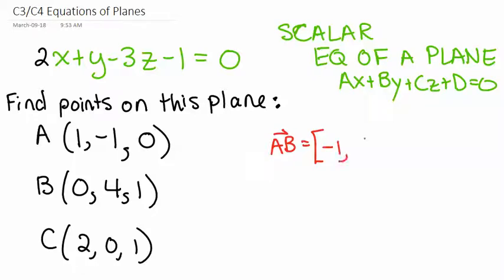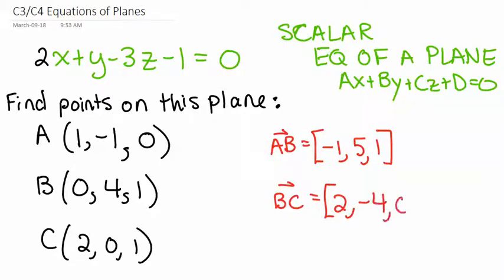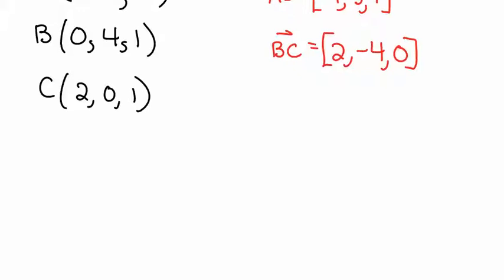So that'd be (-1, 5, 1). And then if we wanted to find another vector, we could do BC or BA. There's a bunch of possibilities. Those would be my 2 vectors on my plane. So now I've found 3 points on my plane and 2 vectors on my plane, so now I can write a vector equation of my plane.